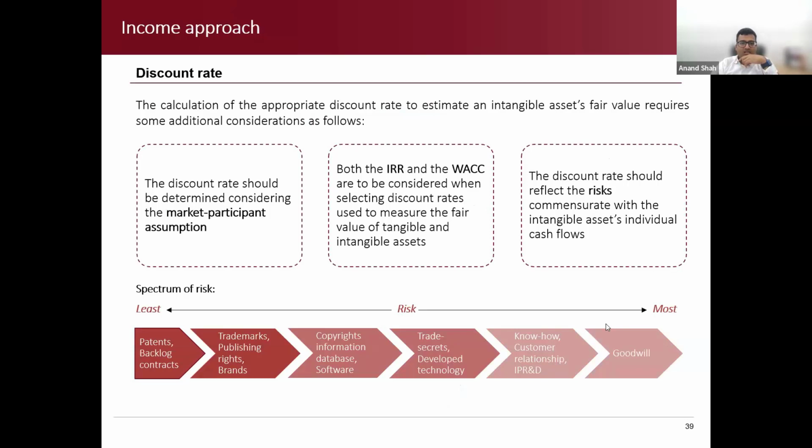The next part is the discount rate. Calculation of the appropriate discount rate requires some additional considerations for intangible assets. One is the discount rate should be determined considering a market participant assumption. We'll come to this. Both IRR and WACC are to be considered when selecting discount rates. And your discount rate should be aligned with the risk commensurate with the individual intangible asset's individual cash flows.